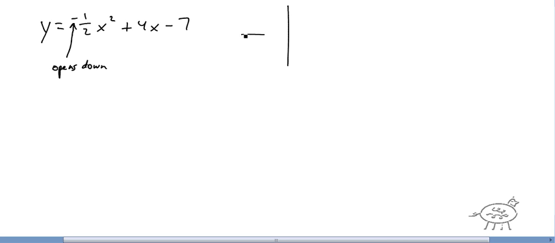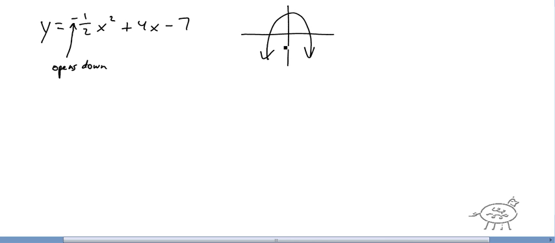So the first problem I want to do with you guys gets a little more complicated. It's y equals negative 1/2 x squared plus 4x minus 7. Now the first thing you're going to tell me, without even doing anything, is that this opens down. That's important. I have no idea where my vertex is, but I know the graph is going to look like this. If you plot points and you have it opening up, it's wrong. You should know whether it's right or wrong, at least based on if it opens up or down. So please be aware of that.